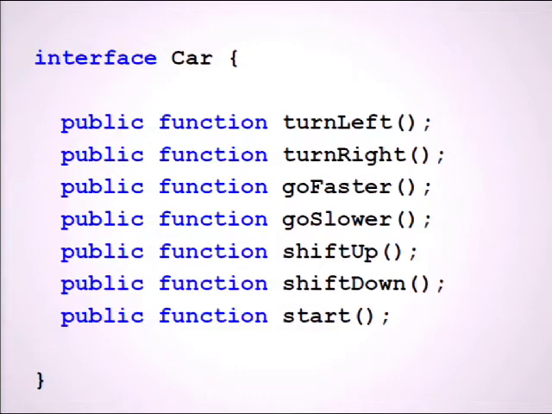How would you interface with that car? Well, you might do something like this, where you have a turn right method, a turn left method, a go faster, go slower, all these different methods that are in the same interface. And on the surface, this looks pretty straightforward. But let's think about SOLID. What is the responsibility of this class, or of this interface? Well, it's to navigate, it's to accelerate, it's to shift, wait, that's weird, and it's to start. That seems like it's trying to do a lot of things, and it is.